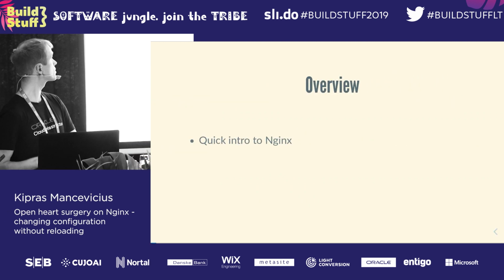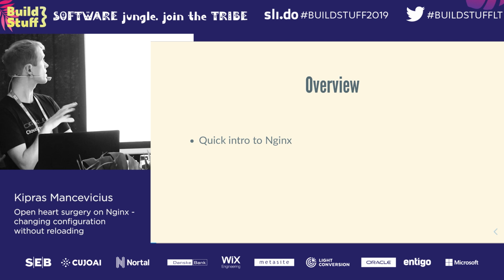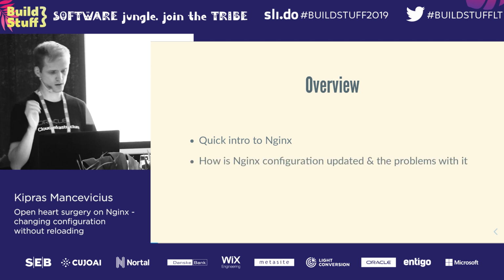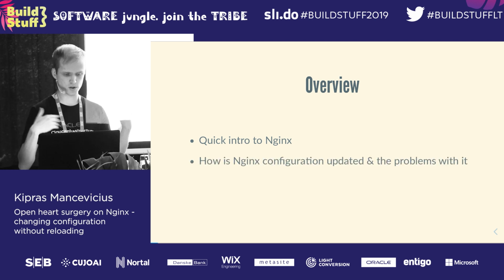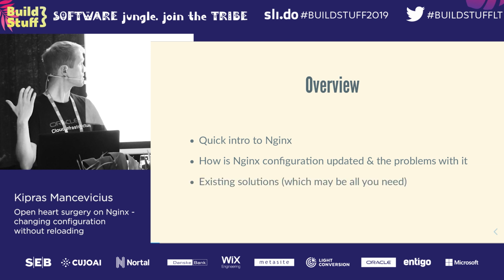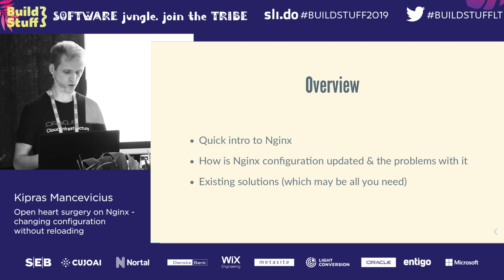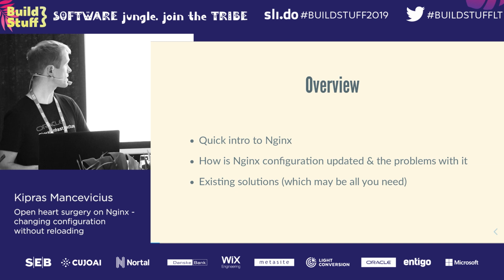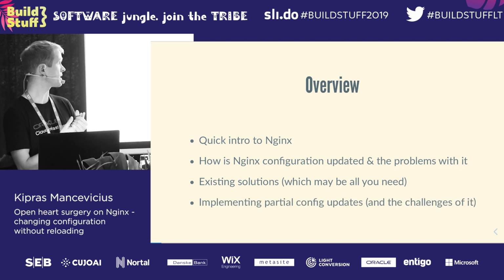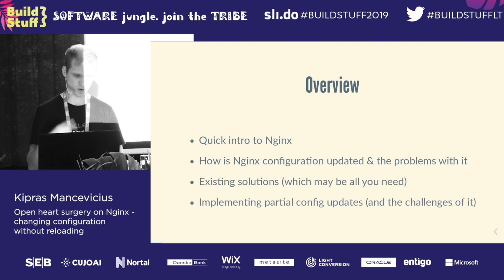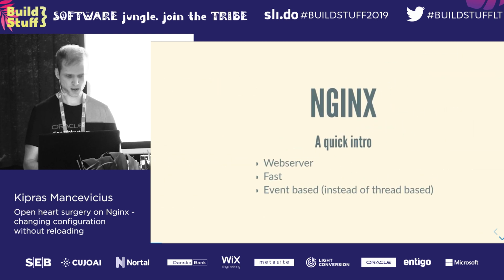So a bit of an overview. I'm going to talk a little bit about Nginx, just a quick intro. Then I'm going to talk about how the configurations are updated normally. Then the existing solutions which work in some cases, so what you can do, how you can do it yourself. And then actually implementing full partial config updates, and why is that difficult?